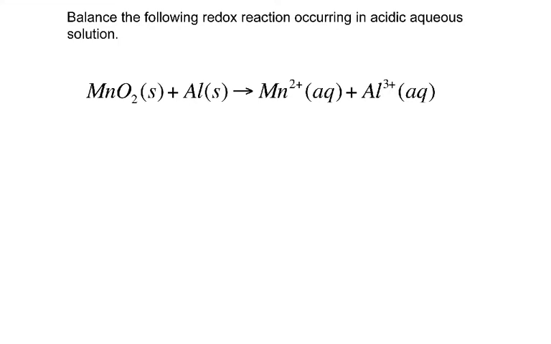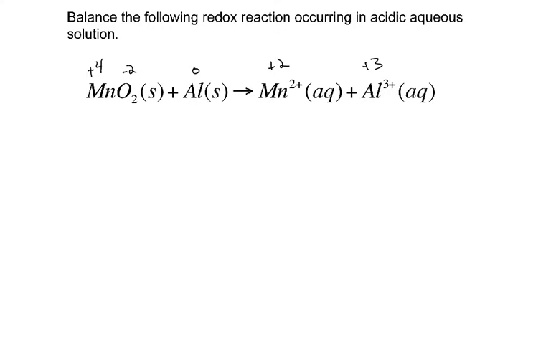If we take a look at our first reaction, the first thing we want to do is assign oxidation states to each element in each compound in the chemical reaction so that we can determine what was oxidized and what was reduced. I'm going to do this pretty quickly. If you want a review of that, you can look at my video on assigning oxidation states. So the manganese is +4, oxygen will be -2, the aluminum is 0, this manganese is obviously +2, and the aluminum is +3. So we can see that the one that was reduced was the manganese because it went from +4 to +2.